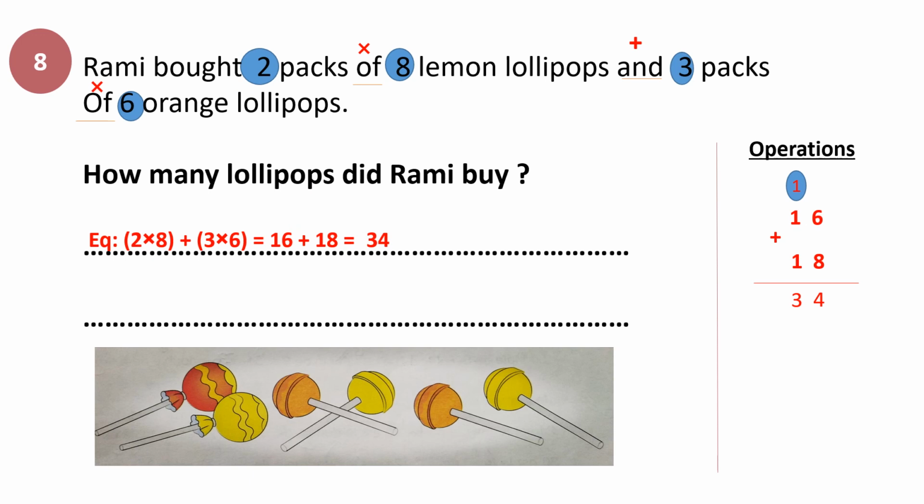To write the answer, I should cross out how many did and the question mark. So the answer is Rami bought 34 lollipops. And I don't forget to write the full stop.